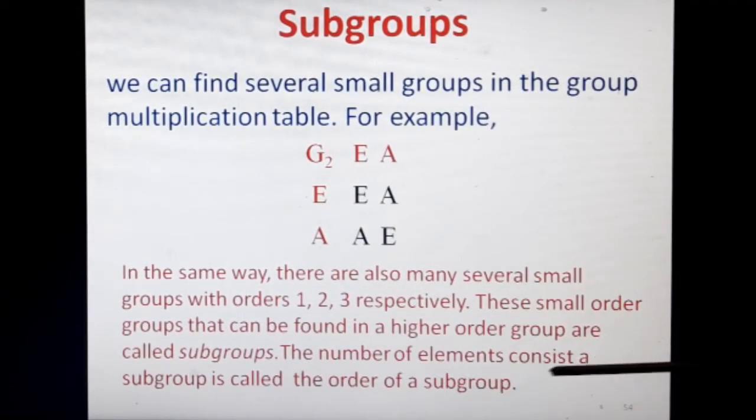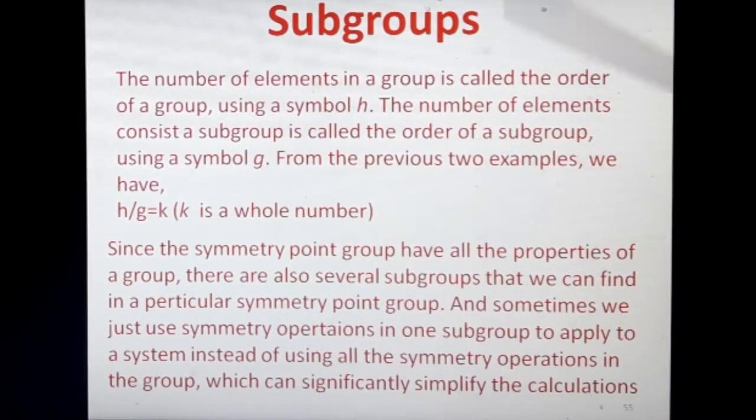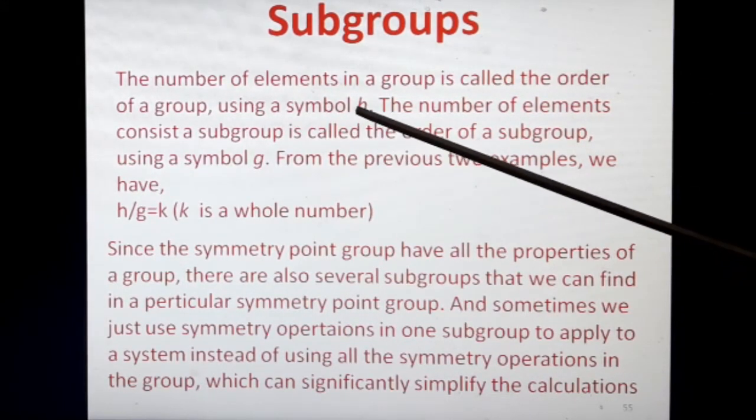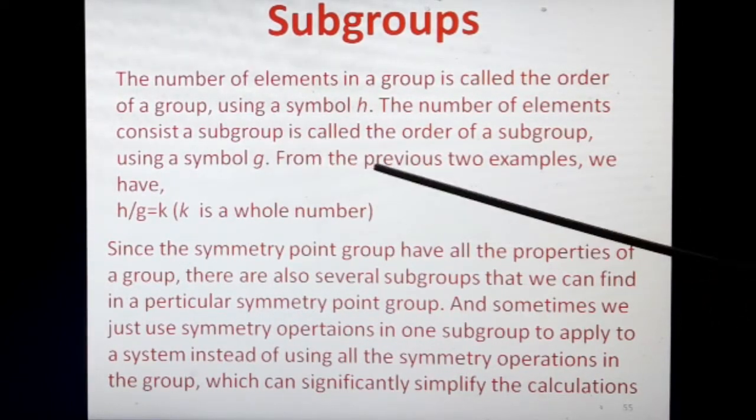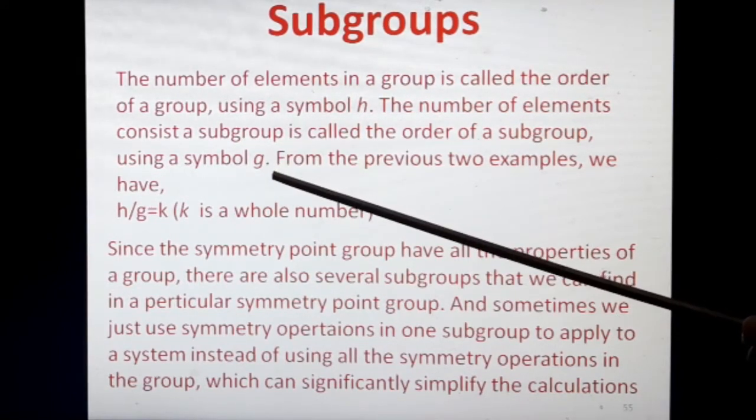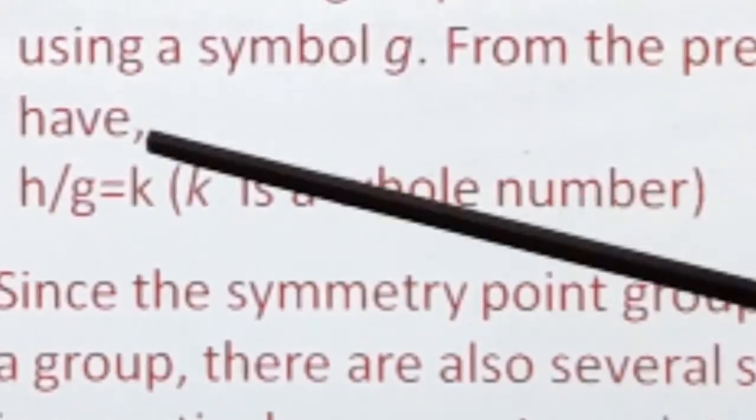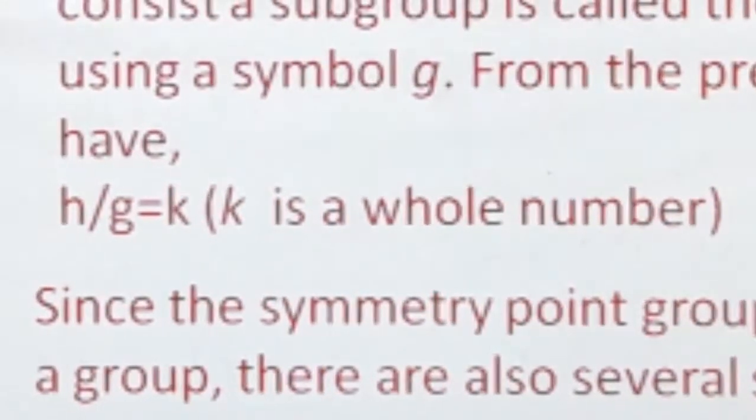The number of elements that constitute a subgroup is called the order of the subgroup. The number of elements in a group is called the order of the group, using the symbol H. The number of elements that constitute a subgroup is called the order of the subgroup, using the symbol G. From the previous two examples, we have H over G is equal to K. So K is a whole number.